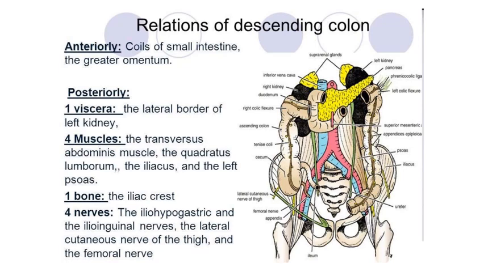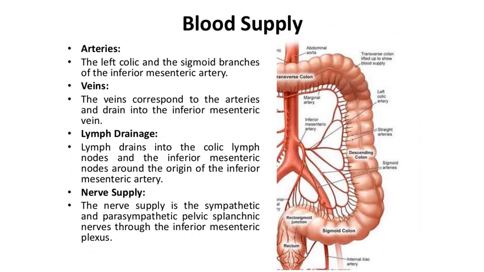This picture also shows the relations of the descending colon. Blood supply of the descending colon comes from the left colic artery and sigmoidal branches of the inferior mesenteric artery. The veins correspond to the arteries and drain into the inferior mesenteric veins. The lymph nodes are the left colic lymph nodes and the inferior mesenteric nodes around the origin of the inferior mesenteric artery.